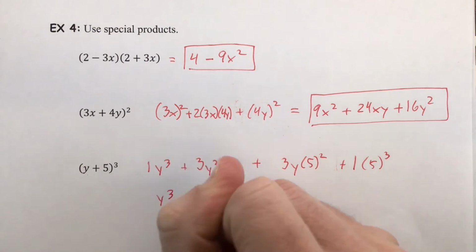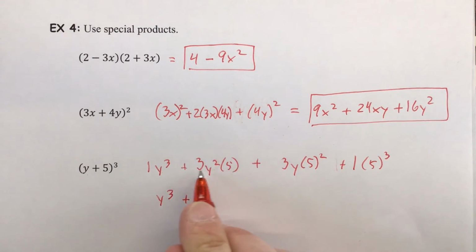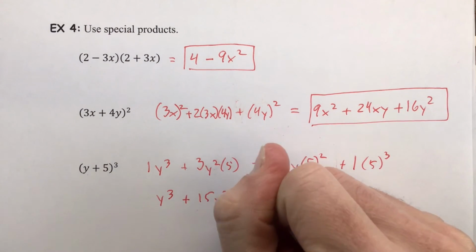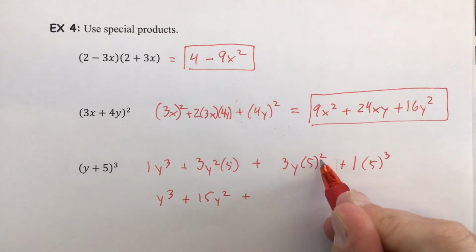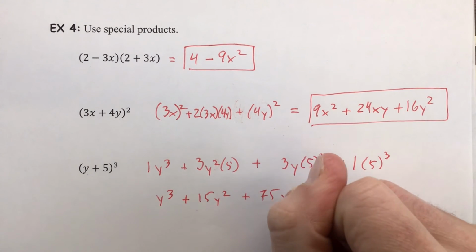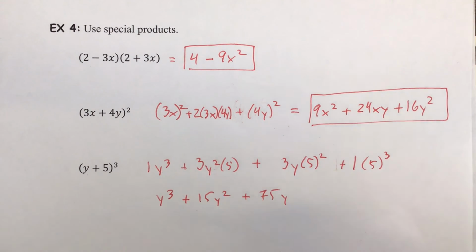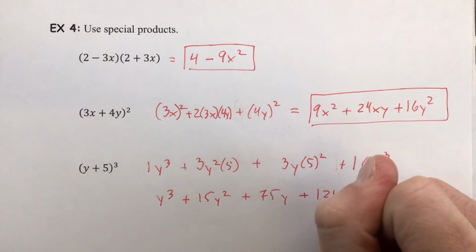We get y cubed plus, that'll be 15y squared, plus, that would be 25, so 75y, plus 125.